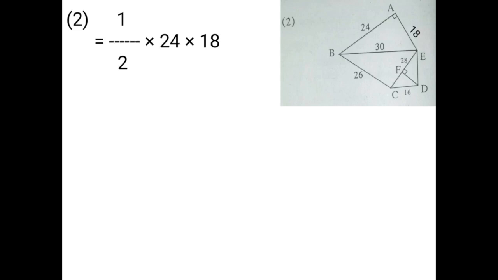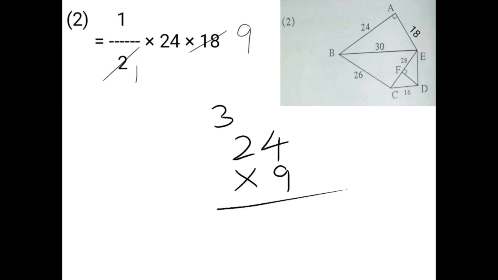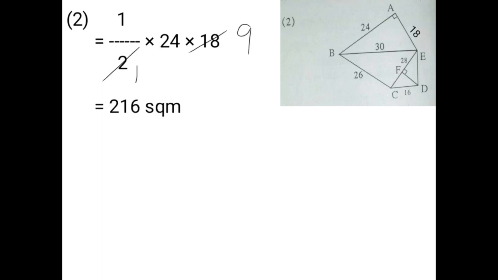Now you have to do two table cancellation. 2 1s are 2, 2 9s are 18. Multiply the number 24 into 9. 9 4s are 36. 9 2s are 18 plus 3 is 21. After multiplying 24 into 9, the answer is 216. That is equal to 216 square meter.